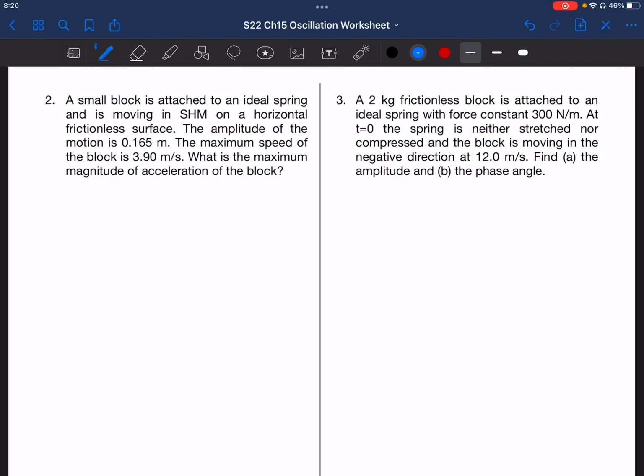Okay, and welcome back. So let's now go through problem 3 on the back of our simple harmonic motion worksheet. I'll go ahead and read the problem.